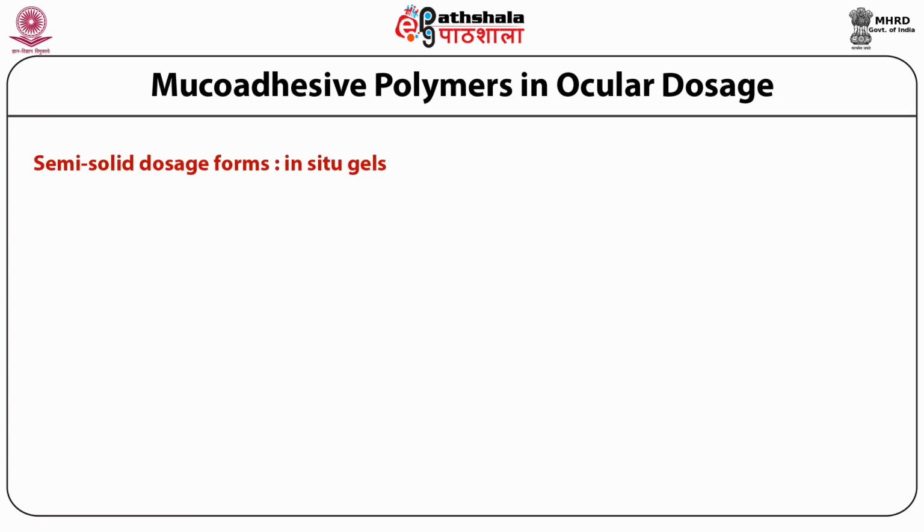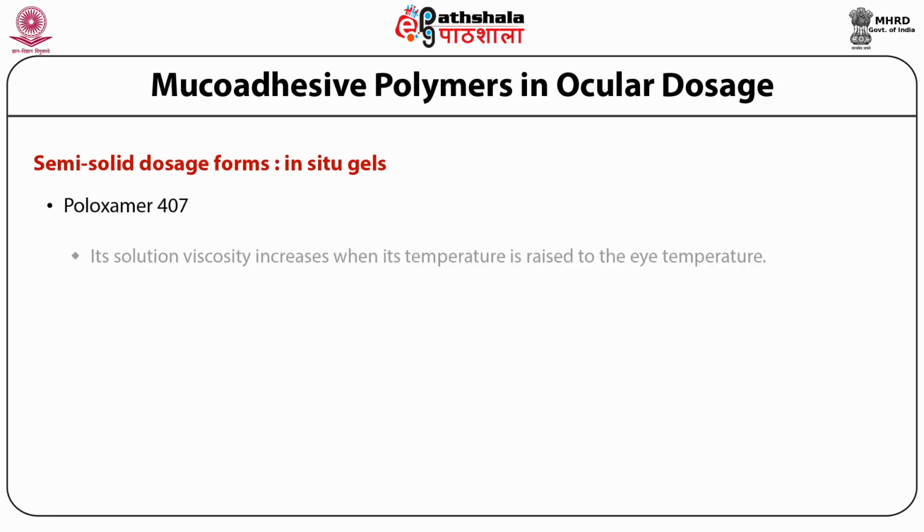Semi-solid dosage forms or the in situ gel formulations. The polymers of choice include Poloxamer 407. Its solution viscosity increases when its temperature is raised to the eye temperature. This advantage can be of much importance when we are making formulations referred to as in situ gel formulations. The name in situ emphasizes that the formulation is in liquid form outside the eye, while when it comes in contact with the eye temperature, it results in gelification or gel formation.